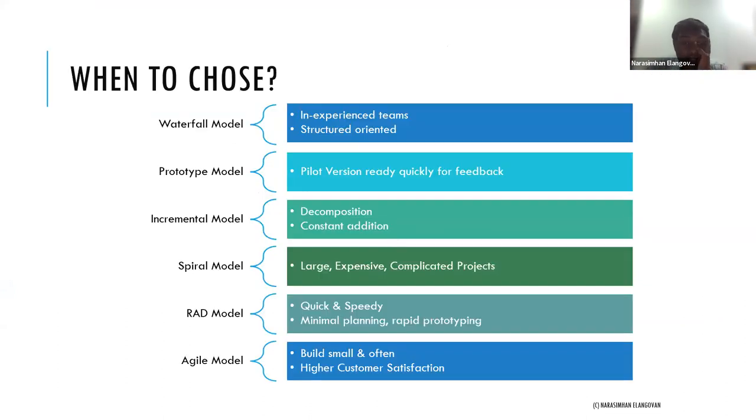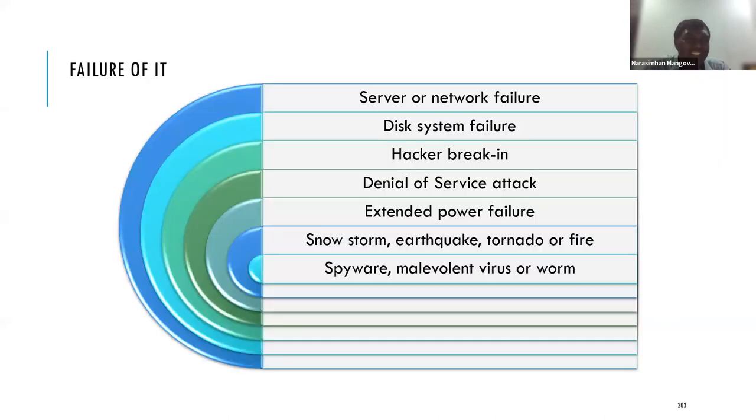Right. Quickly look into business continuity planning. Agile model is again quite similar to that of a RAD model, but here you build small and build often. Sometimes you very closely integrate with the customer, and both of you, hand in glove, do it. Okay. BCP, business continuity planning.